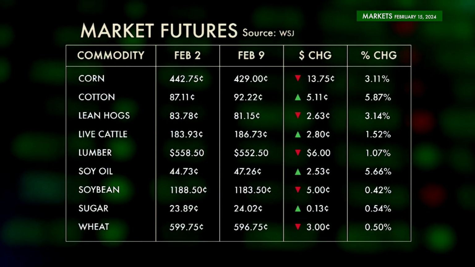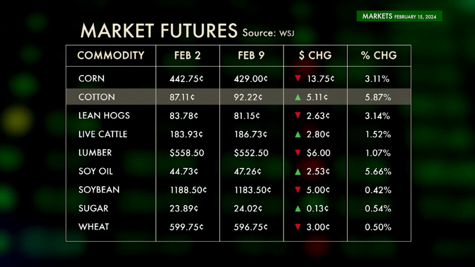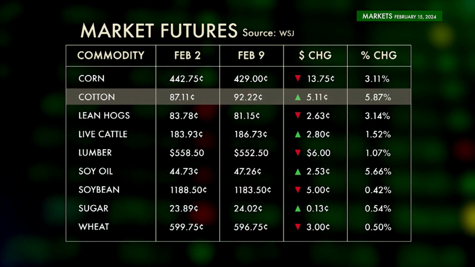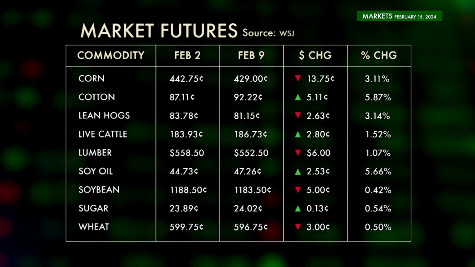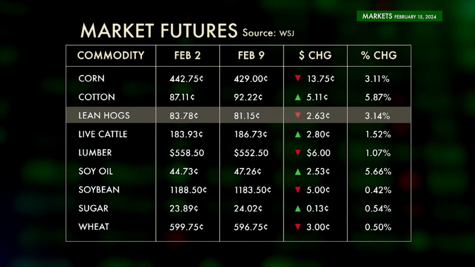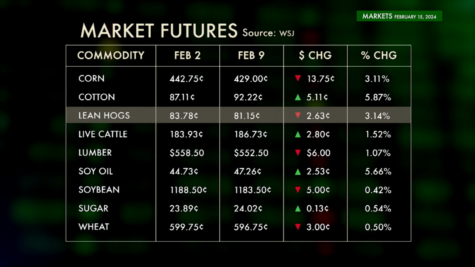So, markets split at closing last Friday. Row crops mostly down while livestock a mixed bag. Let's take a look. Last week's biggest gain, cotton again, up a little over 5 cents, a near 6% rise from the previous week. Last week's biggest loss, lean hogs, down a bit over 2.5 cents and over 3% change from the previous week.